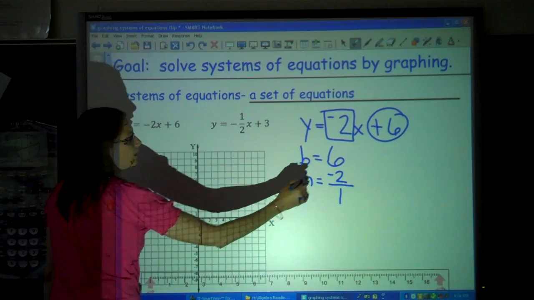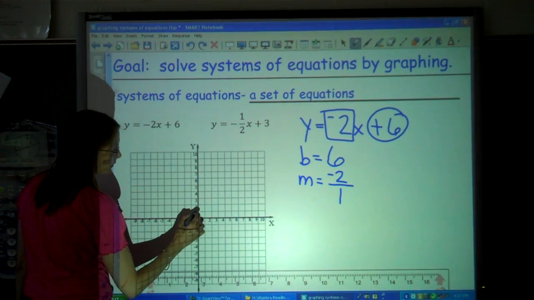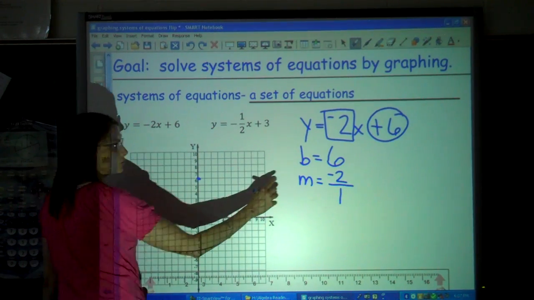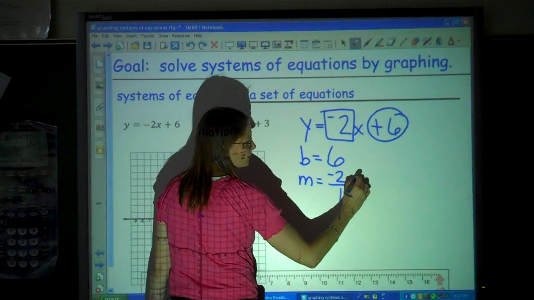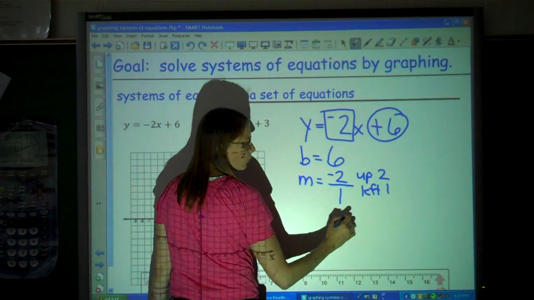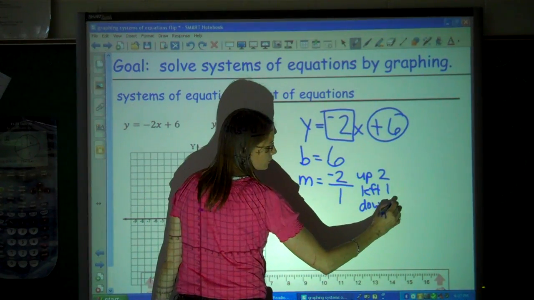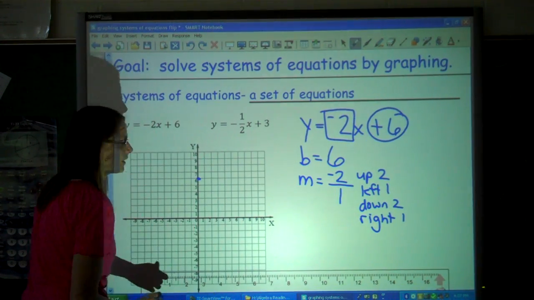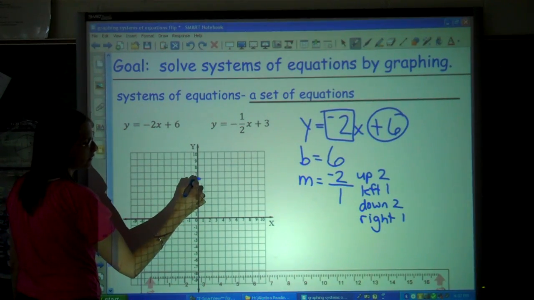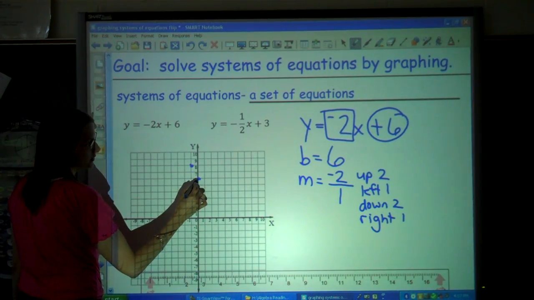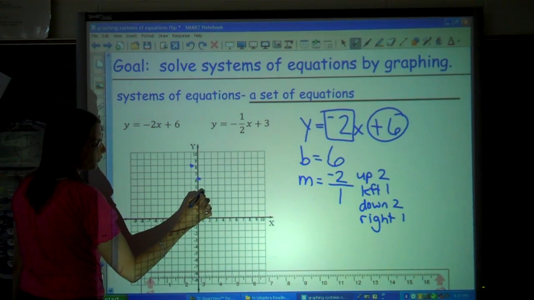When I go to graph it, I'm going to go to positive 6, that's my y-intercept on my y-line, and put a point there. And now I'm going to do my slope. Remember, negative 2 over 1 can mean up 2, left 1, or it can mean the opposite, down 2 and right 1. So I'm going to come over to my starting point, my y-intercept 6. I'm going to go up 1, 2, left 1. And then I'm going to do the opposite, come back to my y-intercept, down 2 and right 1.